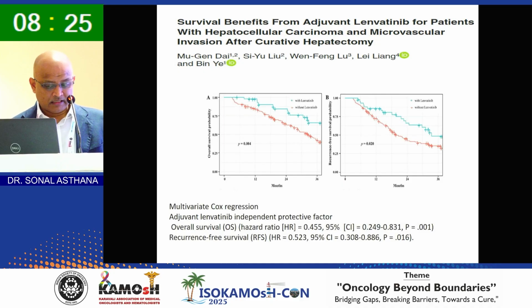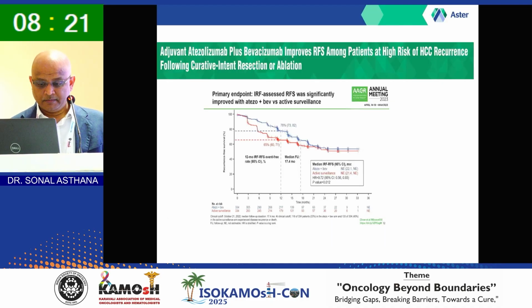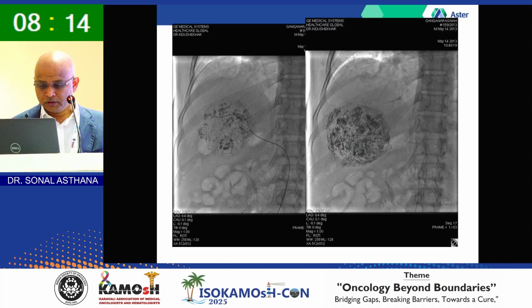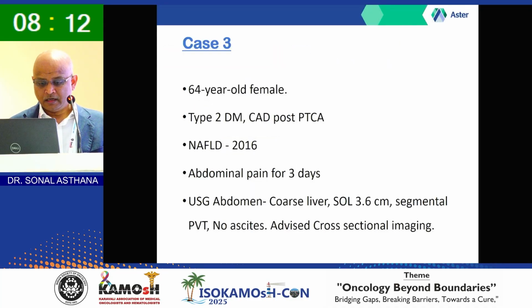Sure. So there's some data that if you have microvascular invasion, then maybe lenvatinib would be useful. And like you say, there is some data on atezolizumab as well, but current reports are probably moving away from atezolizumab. I'm going to go through this, not this one. We'll go straight to the next case, the third case, for time.